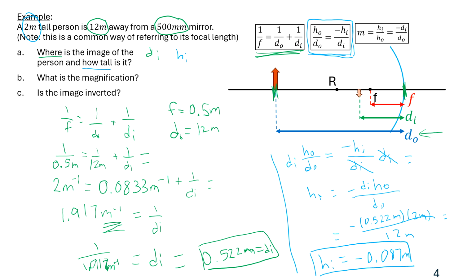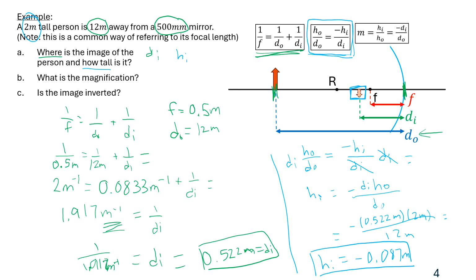We can answer part C, that since this is a negative value, that means that the image is inverted. As we can see from our diagram, we end up that the arrow is upside down. We have an upside down image. Okay, so let's double back to part B.